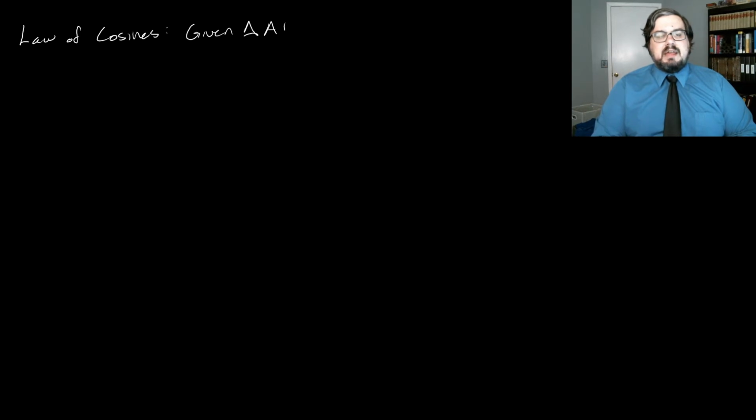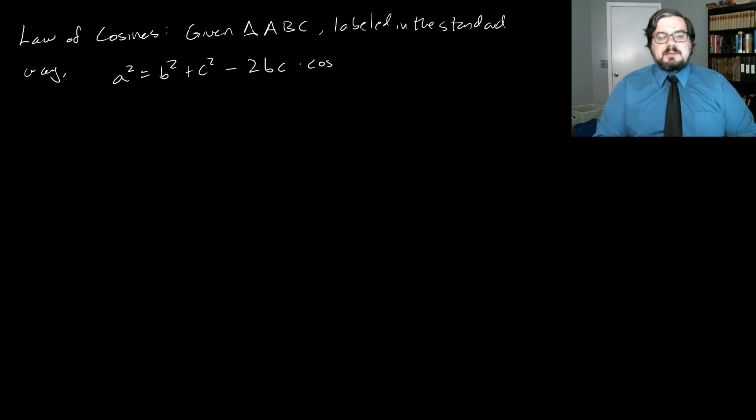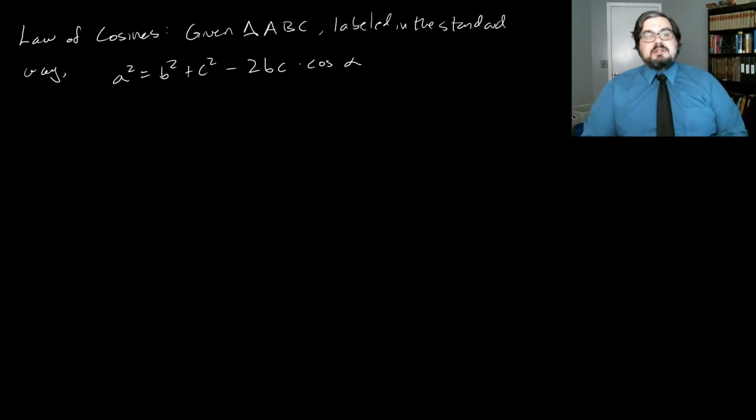So, the law of cosines. Given triangle ABC labeled in the standard way, we have that a squared is equal to b squared plus c squared minus 2bc times cosine alpha. Now, of course, we can also write down this same equation with the other angles and sides involved.